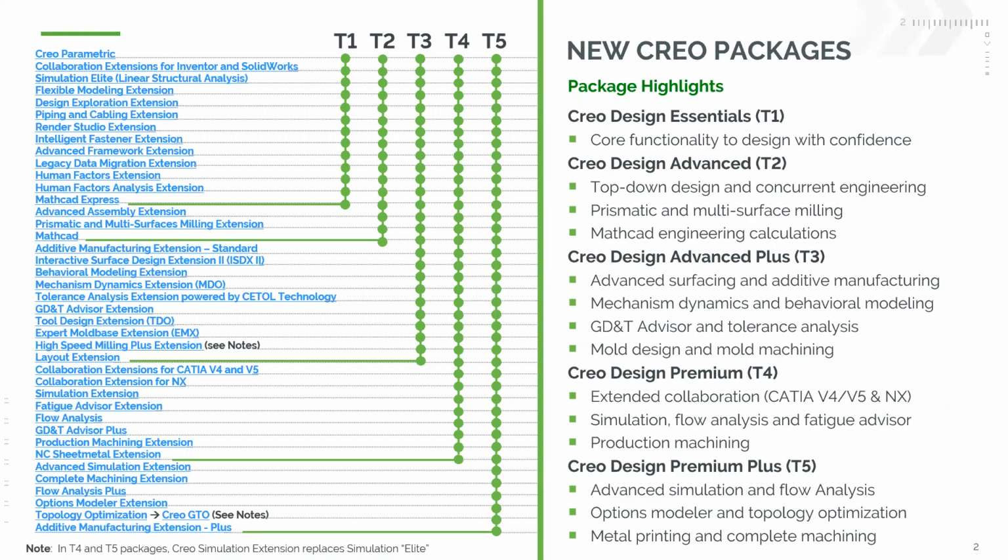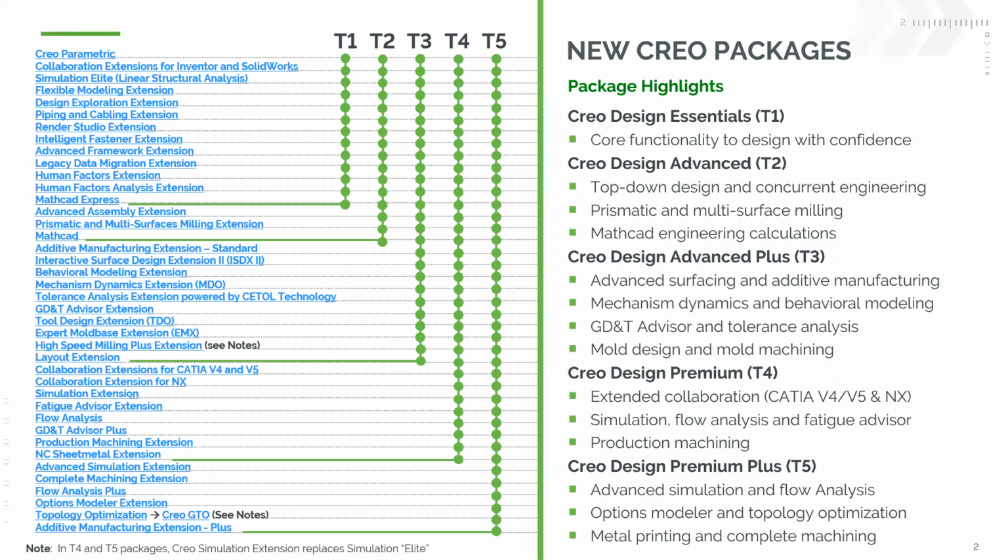You also have the design exploration extension, which gives you checkpoints, so you don't have to create different files for iterations of a part or a design. You can use checkpoints within the same file, so you're not opening several different files to see a variation of your design. Piping and cabling's in there. The Render Studio extension is in there, which is I believe powered by Keyshot. Intelligent Fastener, Advanced Framework extension, and there we see Human Factors extension and Human Factors analysis.